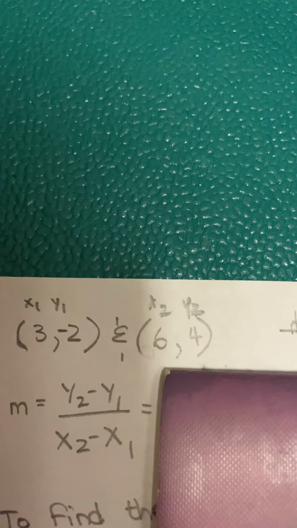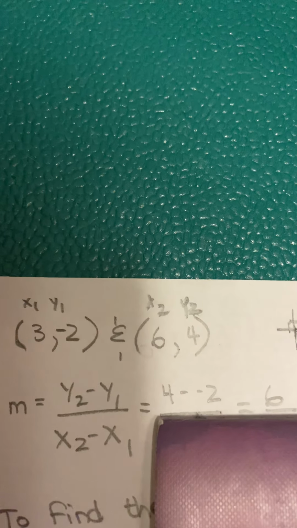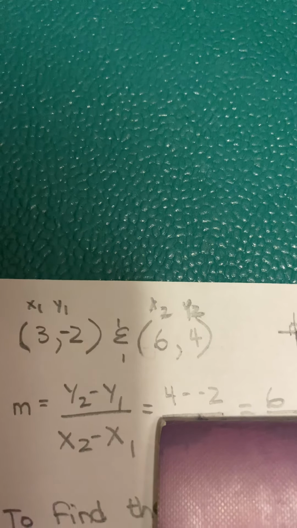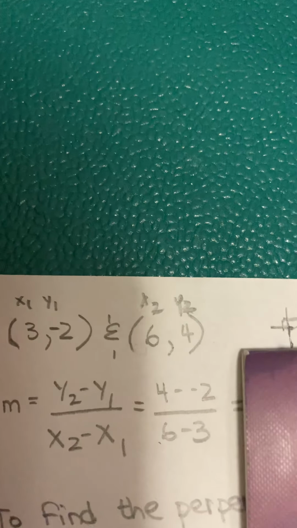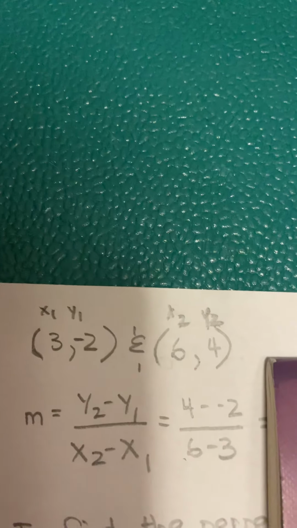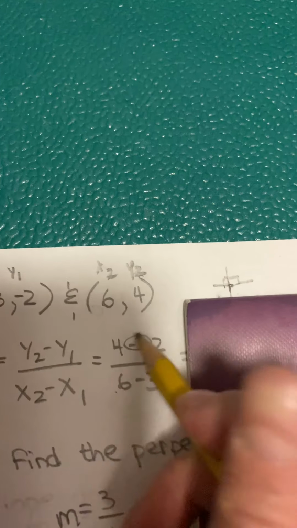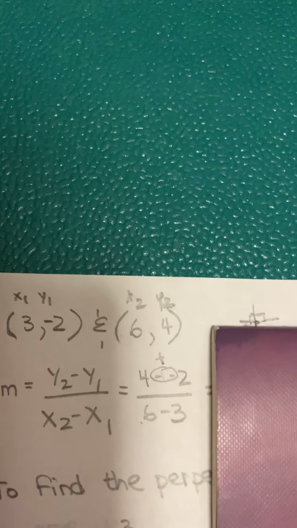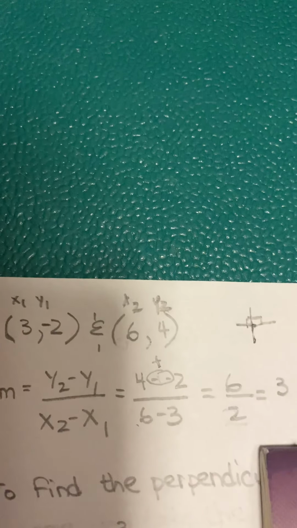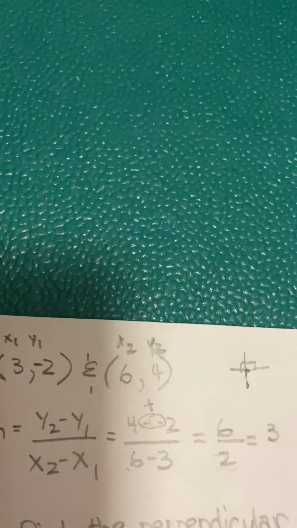So I'm going to substitute y2 is 4, and then y1 is negative 2. And then x2 is 6 and x1 is 3. But remember that when it's minus and negative right here, this becomes a plus. A negative and a negative makes a positive. So it becomes 4 plus 2, which is 6. And 6 over 2, which is equal to 3.